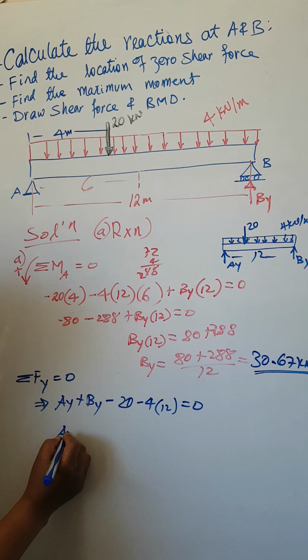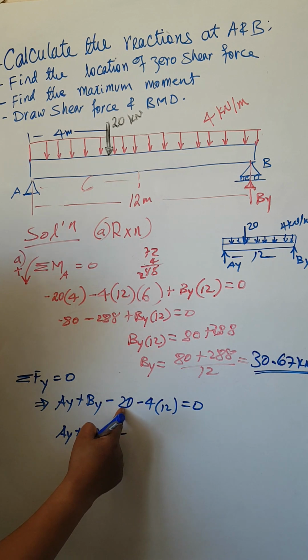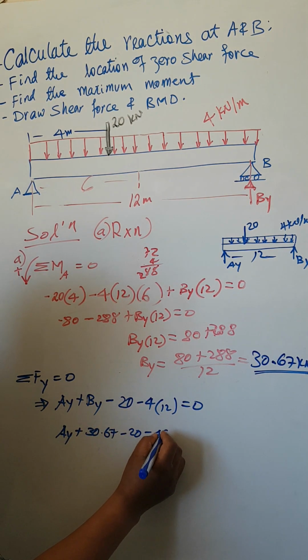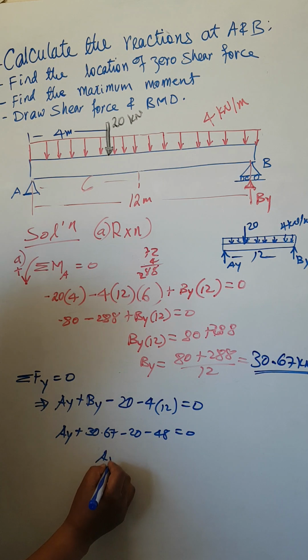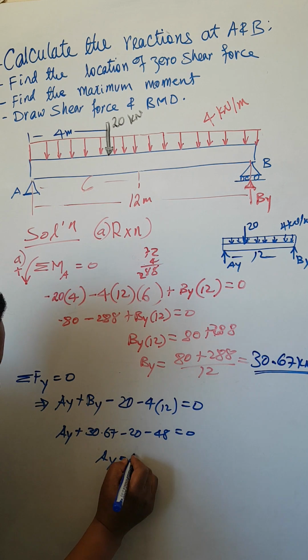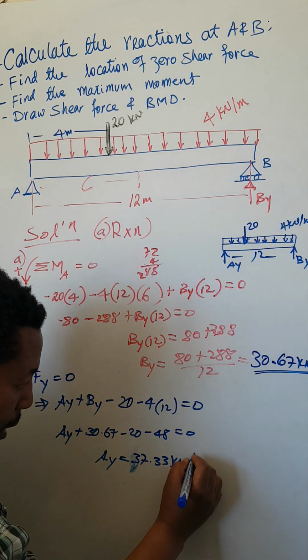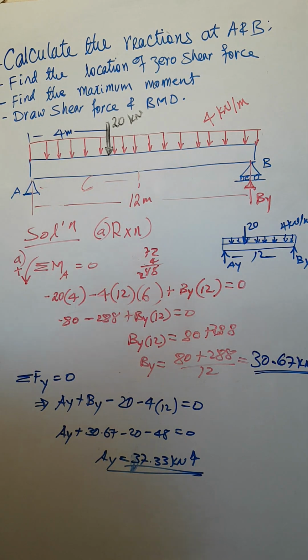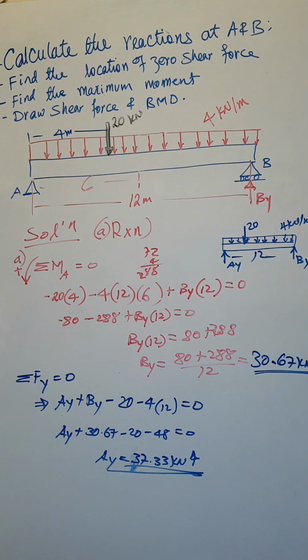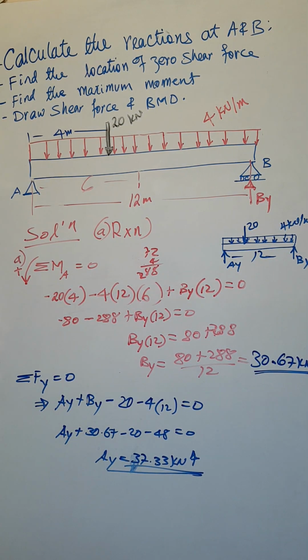We found By. AY plus 30.67 kilonewton, minus 20, minus this 48, is equal to 0. Then AY is equal to 37.33 kilonewton. This is also an upward force. So we found the reactions. Reaction at A and reaction at B. That means we finish the first part of the question. Reaction at A and the reaction at B are calculated.